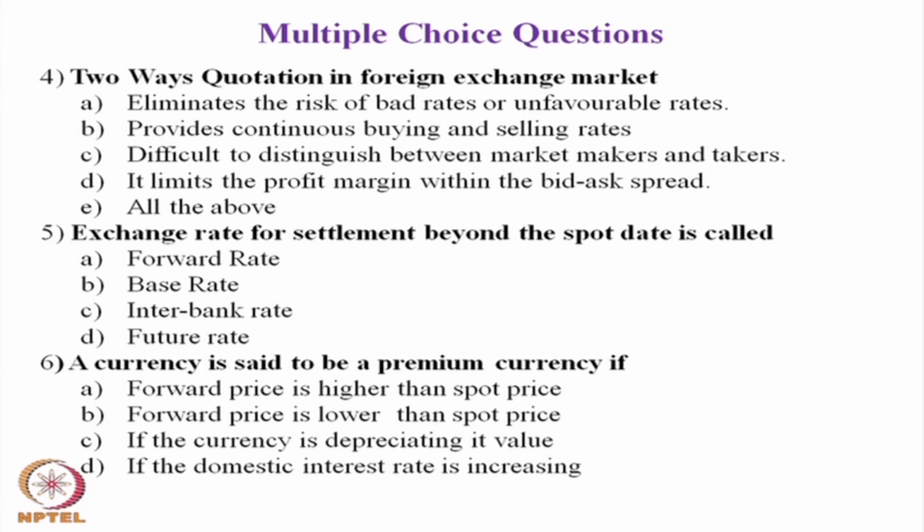Question number 5 for you is: exchange rate for settlement beyond the spot date is called. The choices are for you: A, forward rate, B, base rate, C, interbank rate, D, future rate. Mark the answer, keep it with you.